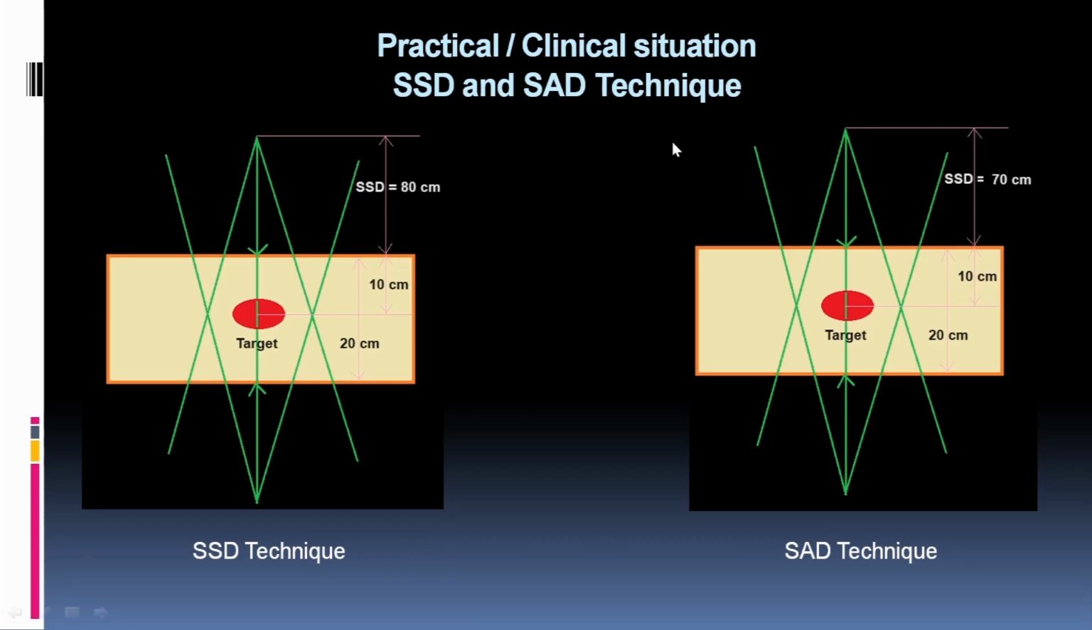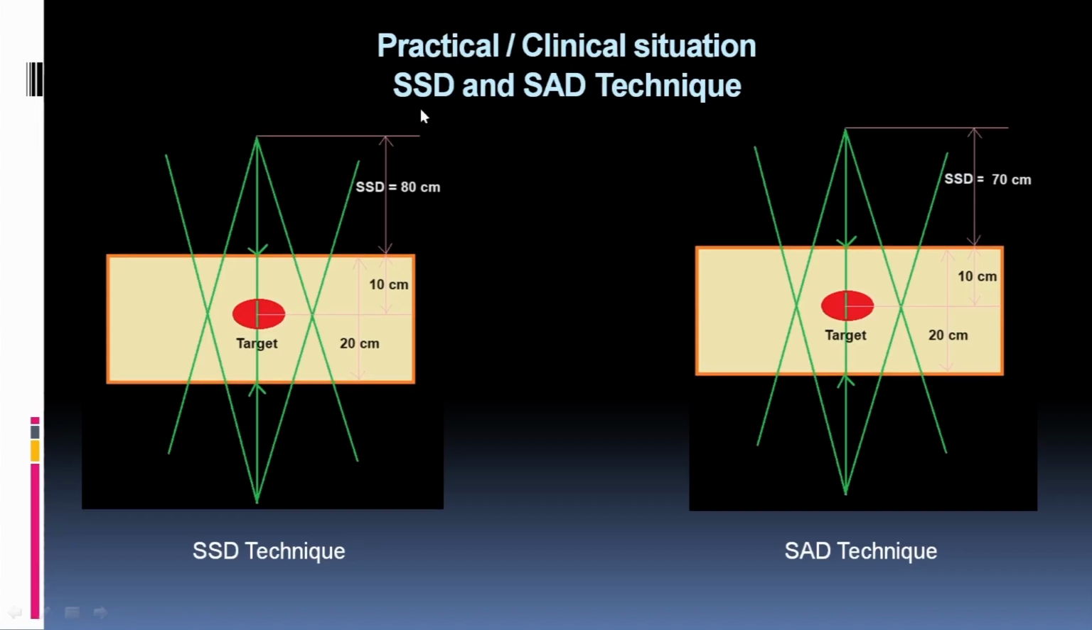Now, in the practical or clinical situations in our department, we have two types of technique which are used for the treatment of cancer patients. They are the SSD and SAD techniques. SSD is source to surface distance and SAD is source to axis distance.